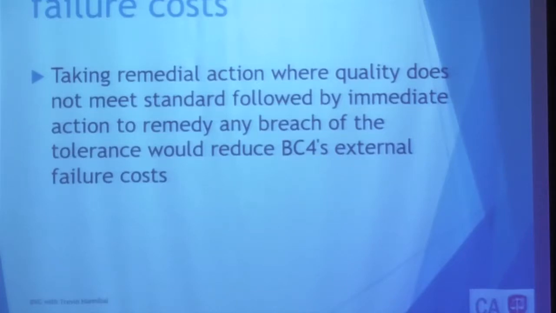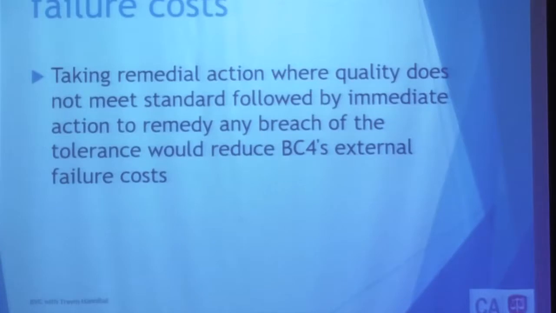What is external failure cost? External failure cost is once you sell a product to the customer with a defect, and if the customer complains, that would have a damage on your reputation. That is external failure cost. If by chance the customer is really unhappy, and he takes legal action against you, the penalty cost that you will have to pay is also external failure cost.